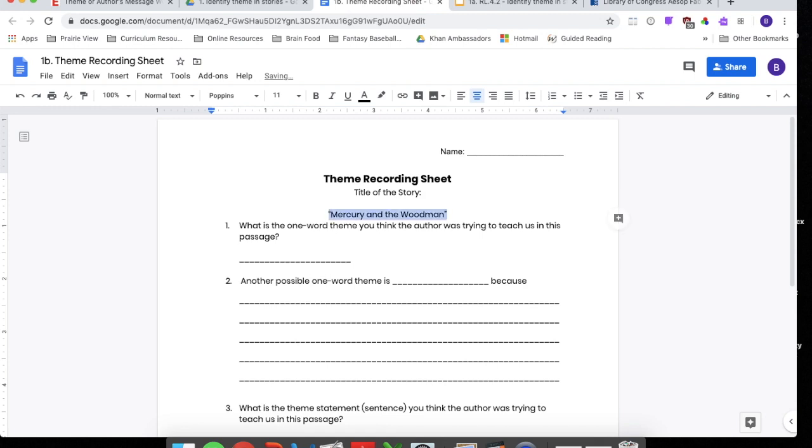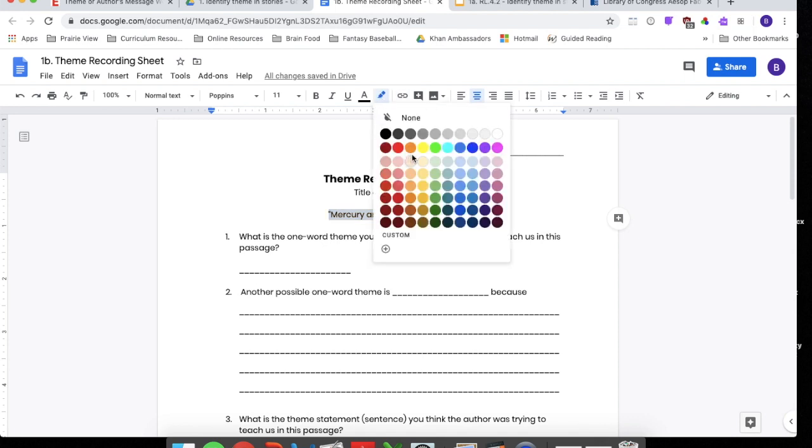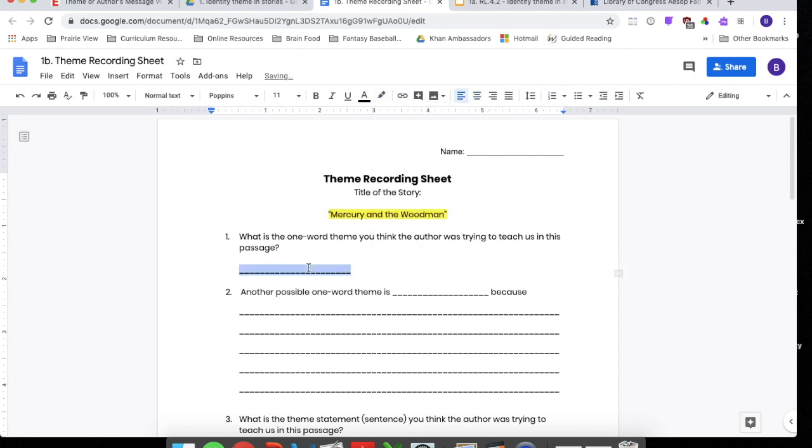All right. And as you guys are thinking of a one-word theme, let's see what you can come up with. One-word theme. I'm going to go with trustworthiness. It seemed like some of those axemen, the woodmen, were not trustworthy. But the one we're going to really use here today is honesty.